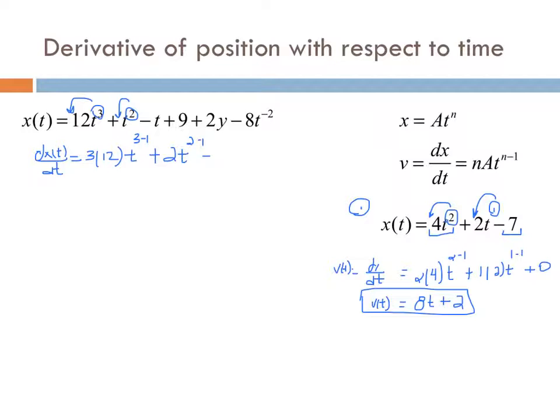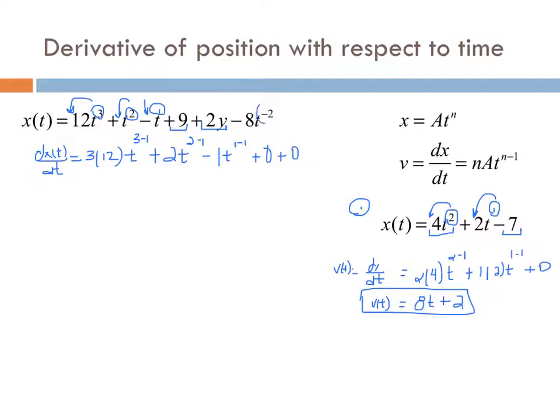minus, we have that 1 as our exponent, bring it down, 1t to the 1 minus 1, plus, here we have a constant, so that's 0. Here, it may not look like a constant, but we're taking the derivative with respect to t. Because there is no t here, we can consider it a constant. So here, this is plus 0.